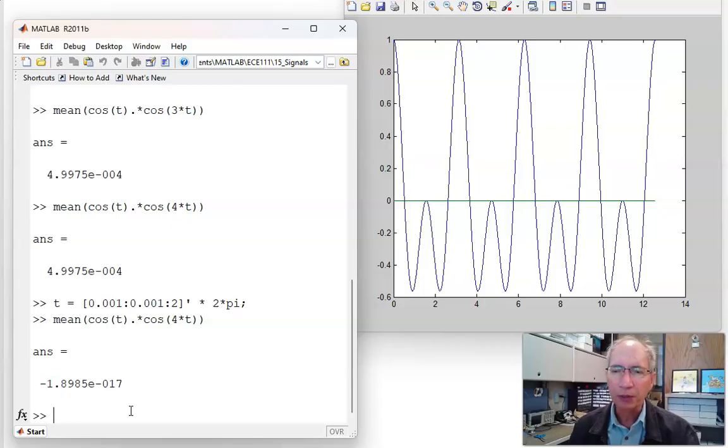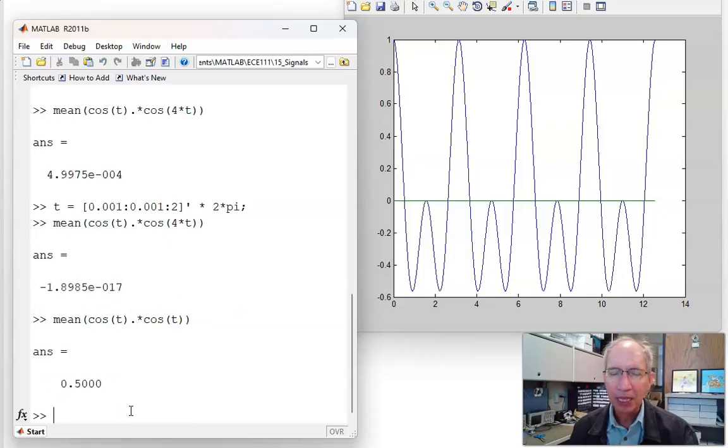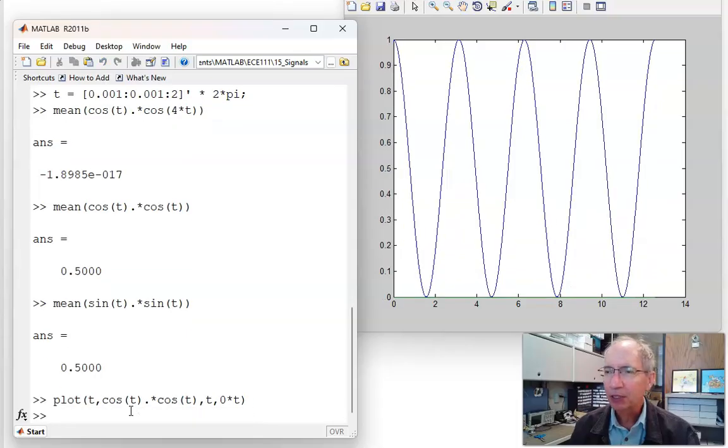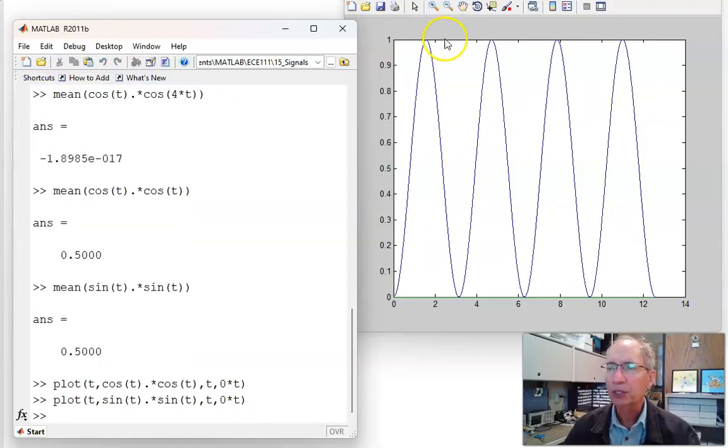So all sine waves are orthogonal. The time where it's not orthogonal is to have cosine squared. That average is 1 half. Average of sine squared is also a half. And when you plot it, cosine of t times cosine of t, cosine squared is always above 0. It goes 0 to 1, 0 to 1. Kind of by symmetry, the average is a half. The average of sine squared, sine squared goes 0 to 1, 0 to 1.